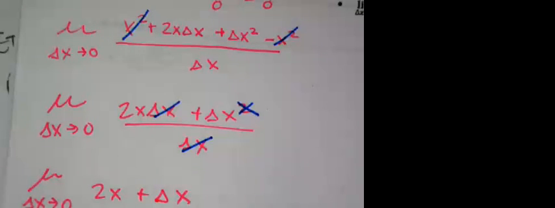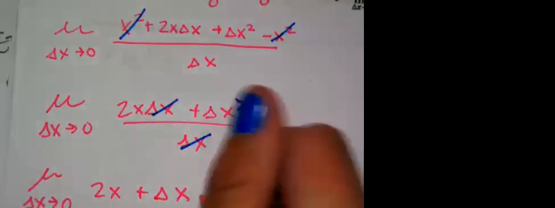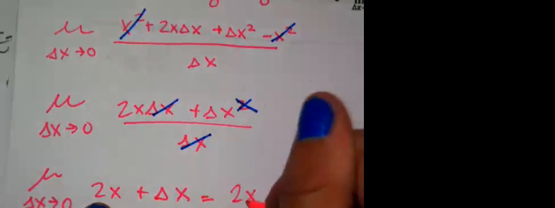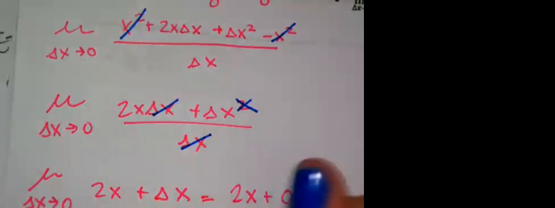Okay, so now if we directly substitute, where are we plugging in 0? Into the delta x. So this is still going to say a 2x plus 0, which my answer is 2x.